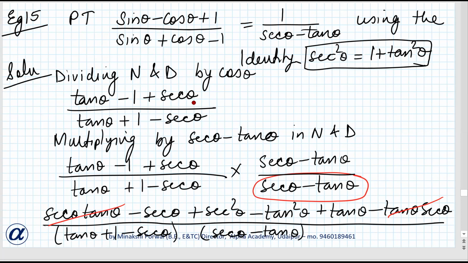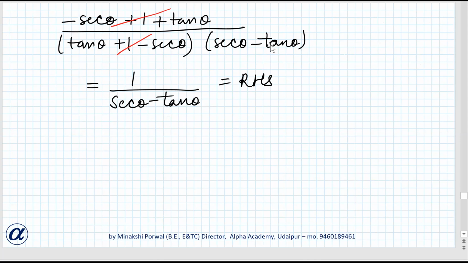Now observe the RHS. In the RHS we want sec theta minus tan theta in the denominator only. So we'll multiply in numerator and denominator, but the term in the denominator we will not multiply anywhere. We'll keep this term as it is, because we want this answer. The remaining two terms in the numerator we'll multiply. Then the first 1 term will get cancelled. Using the identity we get sec square theta minus tan square theta is 1. So we'll get 1 plus tan theta minus sec theta, and in the denominator also we have the same term. Both terms will cancel and we'll get RHS.